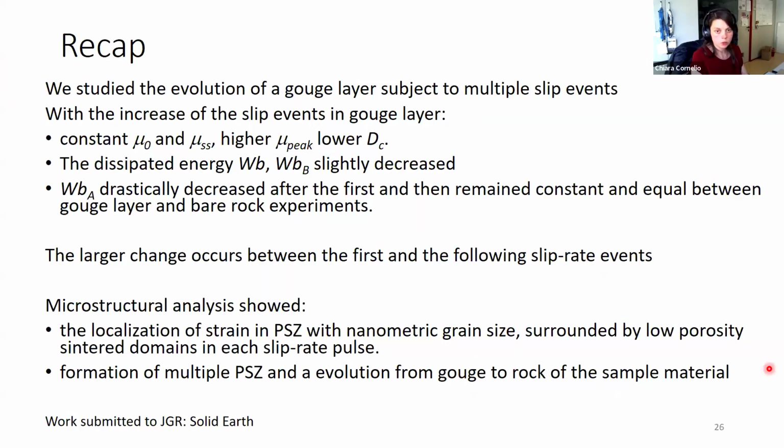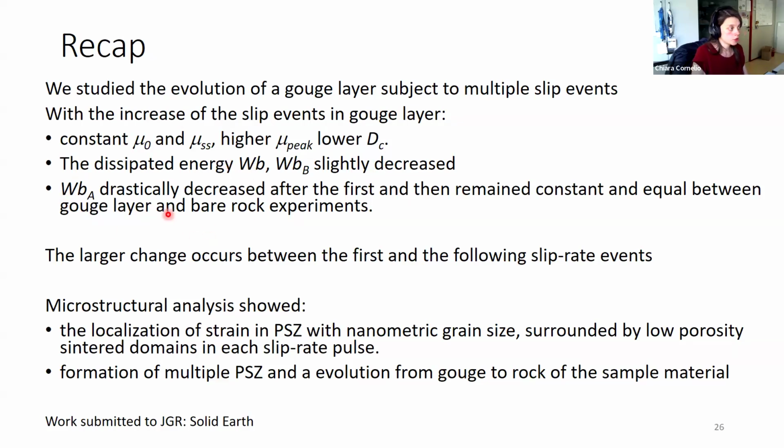So to summarize what we saw in this second part of the presentation, we studied the evolution of the gouge and the parameters that can describe the behavior of the gouge due to multiple slip events. What we see is that the yield friction coefficient and the steady state are basically constant no matter the number of pulses, but the peak friction coefficient is increasing while the Dc distance is decreasing.